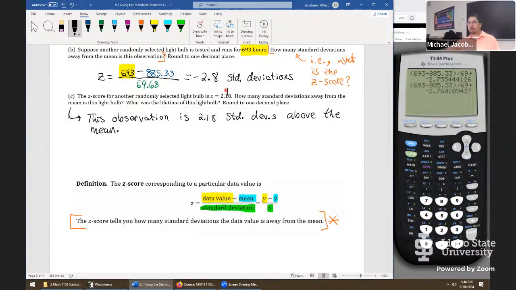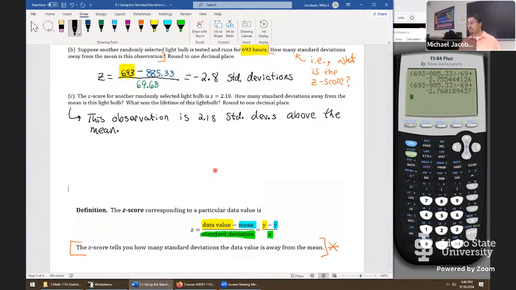Again, I wouldn't say that's a required part to get full credit on a question like that, but it doesn't hurt, because if you said it was above the mean, you'll know that the answer to this part, the lifetime, better be larger than 885.33, because that is the mean. And we said it's above it. But now the question is, what is the lifetime of that light bulb? So now we need to actually solve. Well, sorry about that right there. I think that's kind of an unnecessary additional trick question on that one.